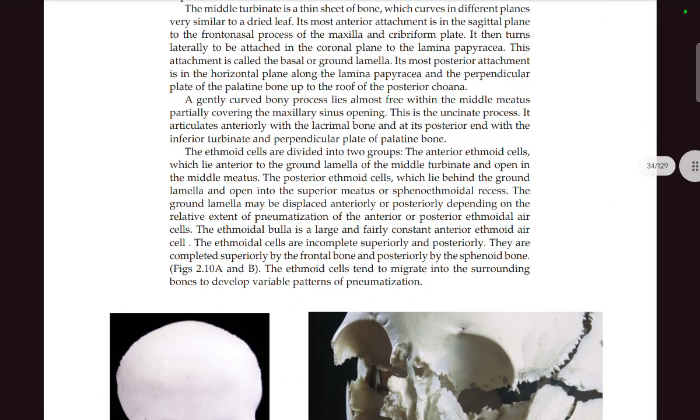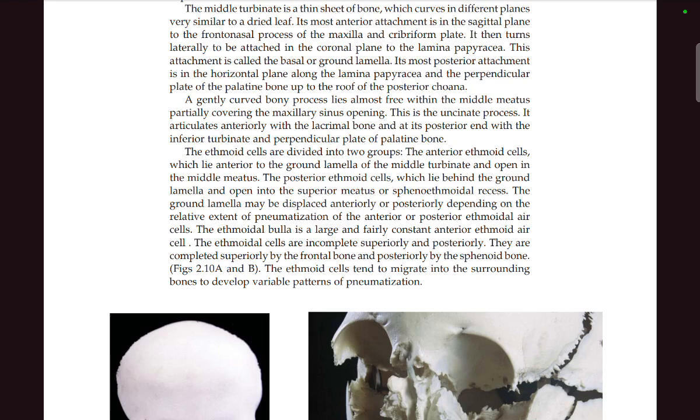The middle turbinate is a thin sheet of bone which curves in different planes, very similar to a dried leaf. Its most anterior attachment is in the sagittal plane to the frontonasal process of the maxilla and cribriform plate. It then turns laterally to be attached in the coronal plane to the lamina papyracea. This attachment is also called the basal or ground lamella. Its most posterior attachment is in the horizontal plane along the lamina papyracea and the perpendicular plate of the palatine bone up to the roof of the posterior choana.